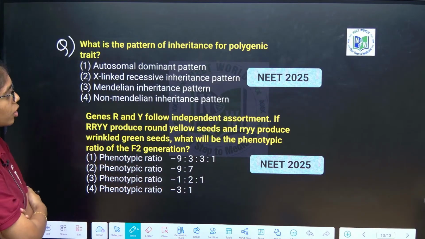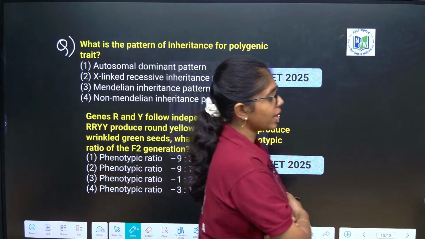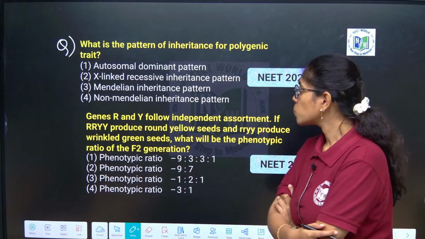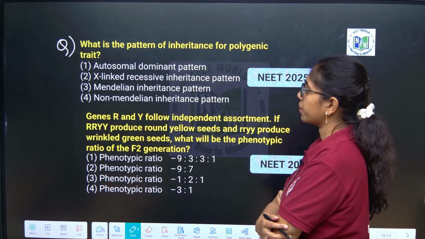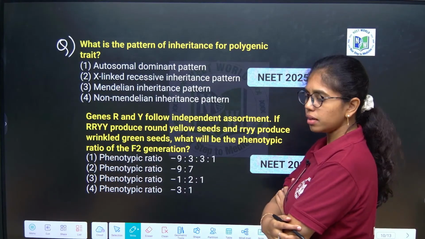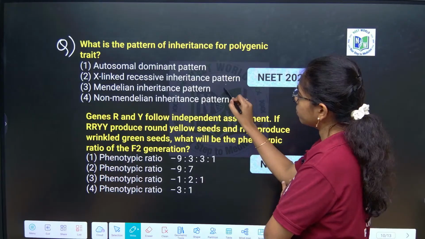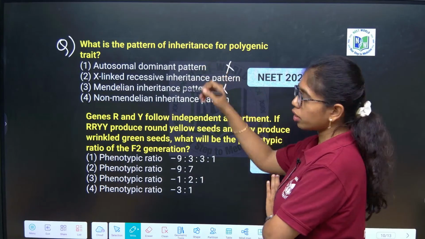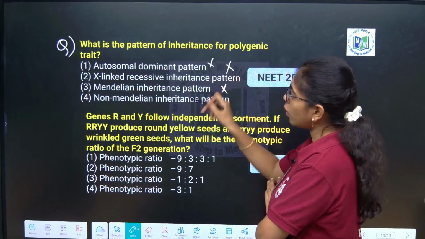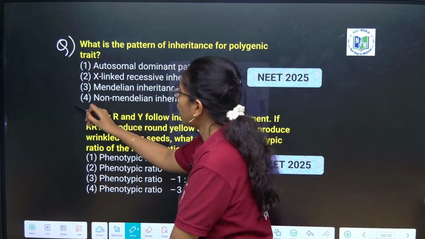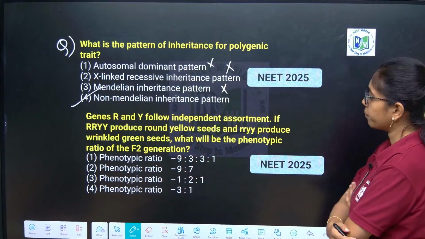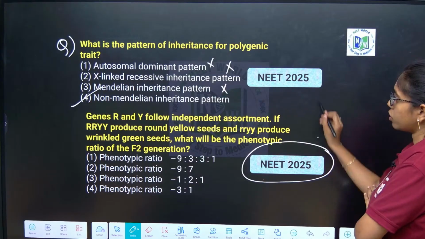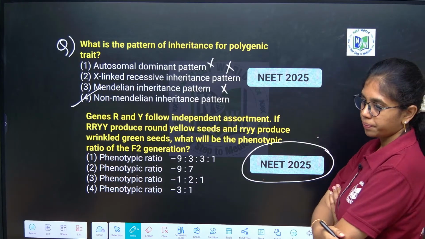What is the pattern of inheritance for polygenic inheritance? Polygenic trait. Is it Mendelian? No. Is it X-linked recessive? No. Is it autosomal? No. Then what will be the answer? Non-Mendelian inheritance pattern. This you see. Asked in 2025. This also asked in 2025.